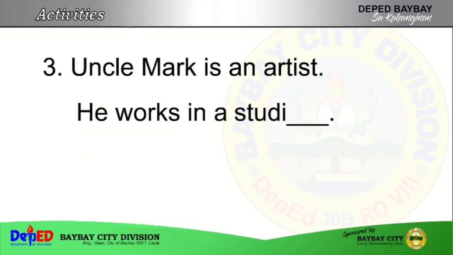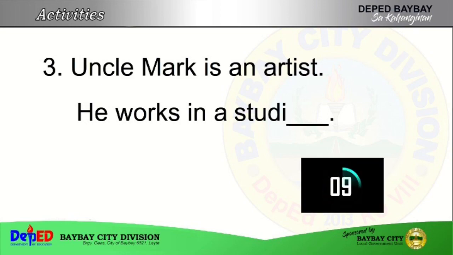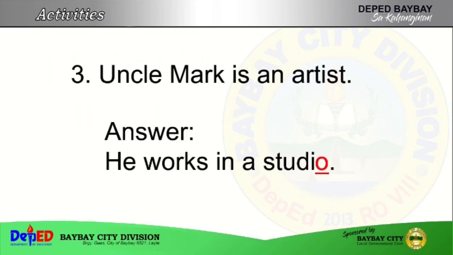Number 3. Uncle Mark is an artist. He works in the blank. The correct answer is studio. Uncle Mark is an artist. He works in a studio.